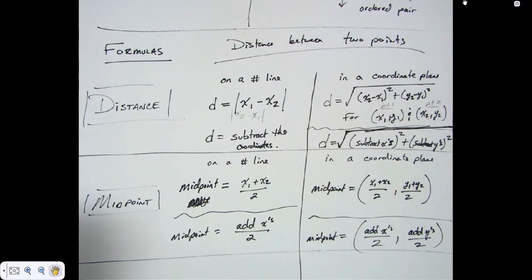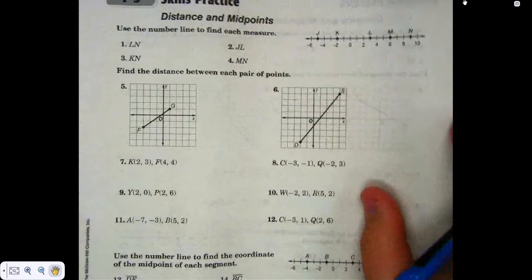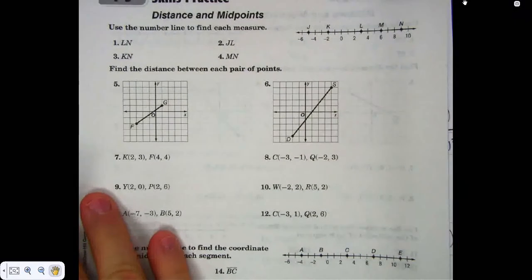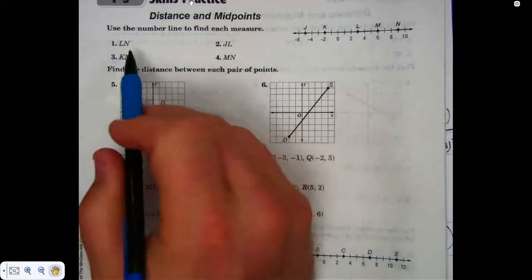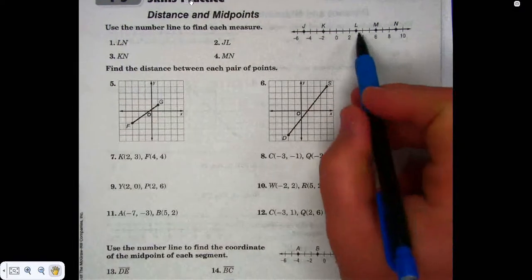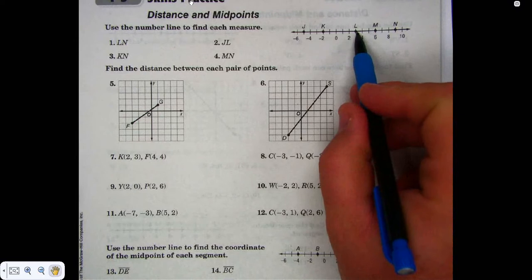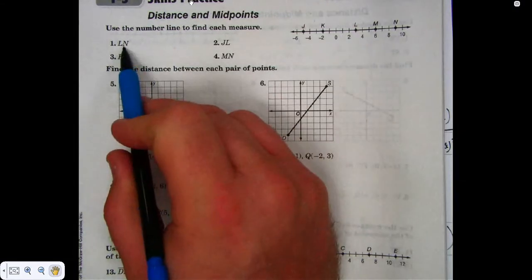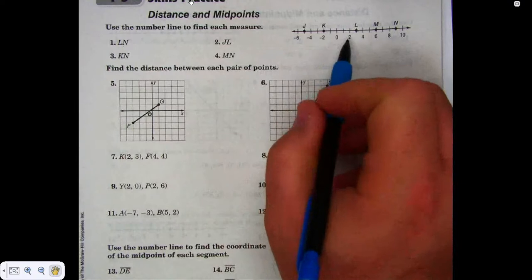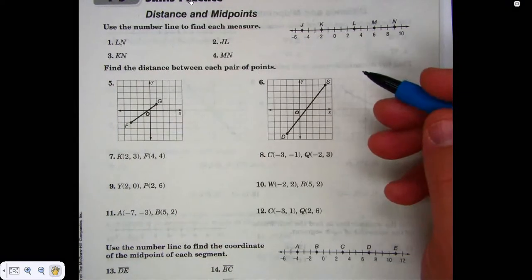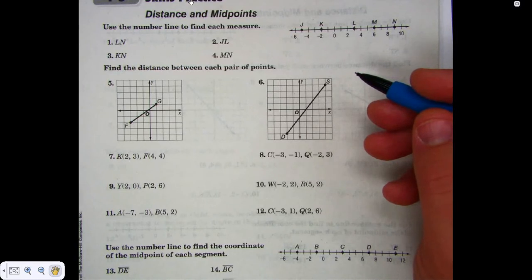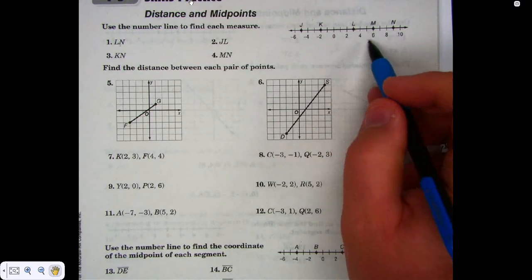All right, let's all get out our workbooks. Now, this will bug some of you unmercifully. A lot of people get mad at me about this. I want you to look at number 1. Do you have to use a formula to find the distance from L to N? We're on a number line here, correct? And I'm on page 5. What is the distance between L and N?